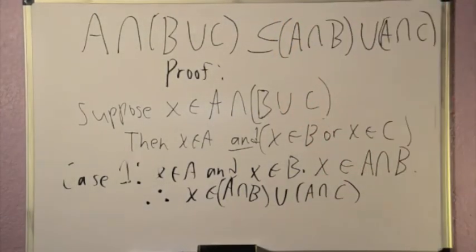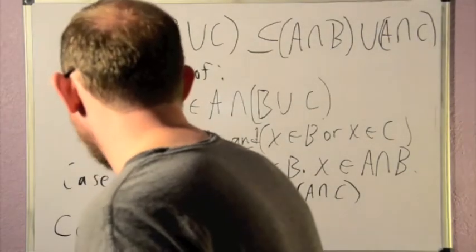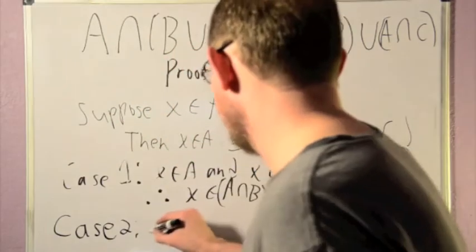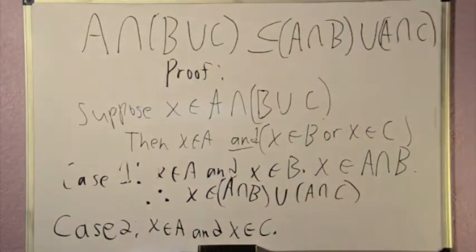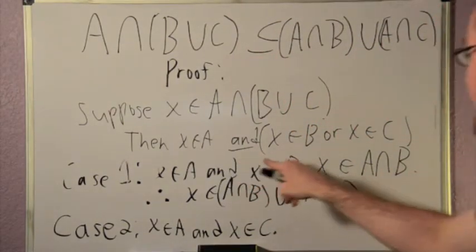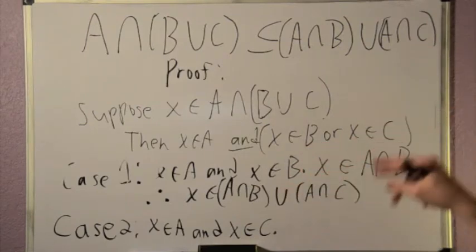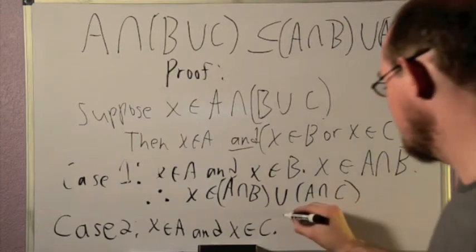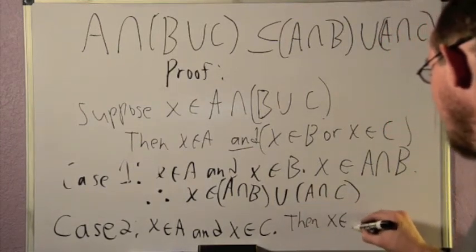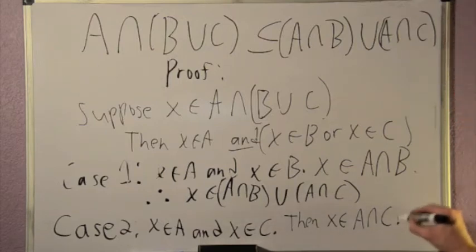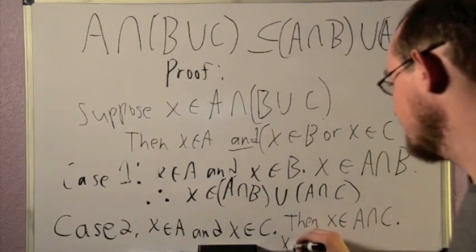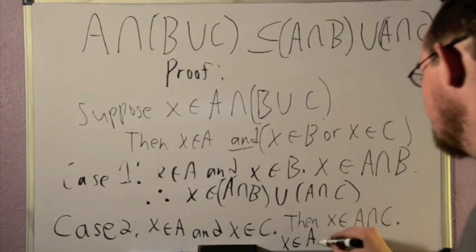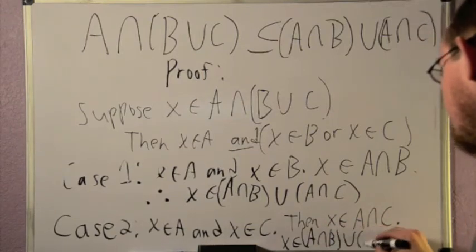But it's possible that in another case, for other choices of X, that it may not be true. So we need to consider all possibilities. Case 2 is that X is an element of A and X is an element of C. We have these two cases: X is an element of A and it's in B or C. So in the second case, it's going to be in A and C. So then, X is an element of A intersection C, which is this one. So that means that we're in this set again. So X is an element of (A intersection B) union (A intersection C).